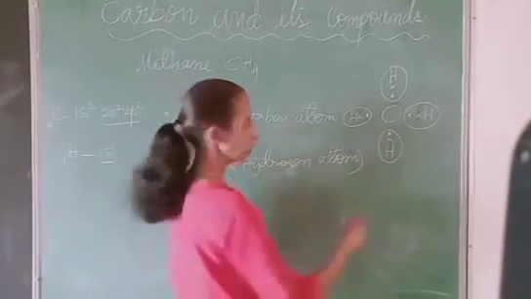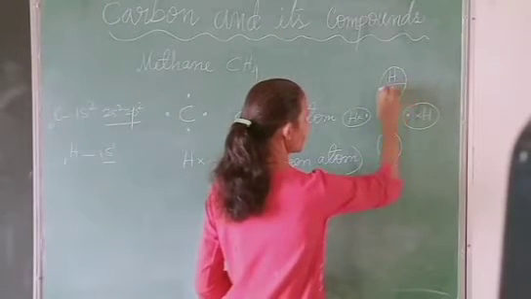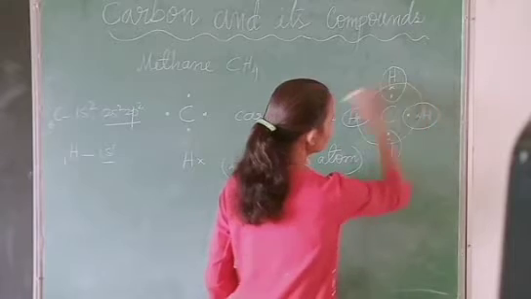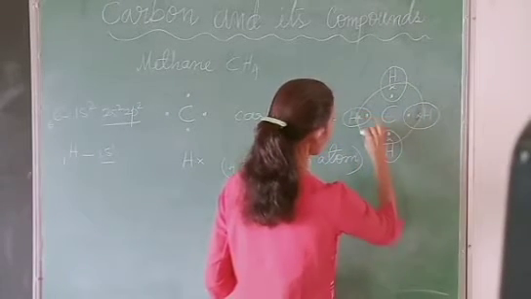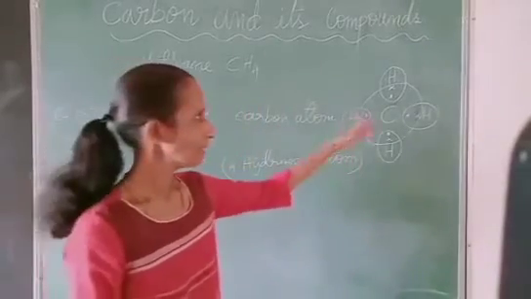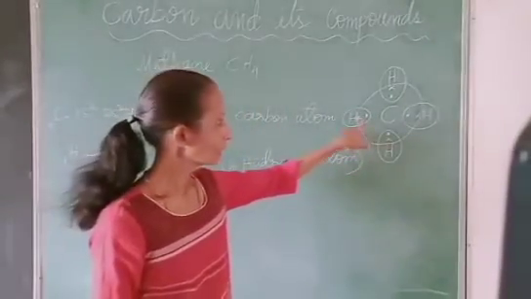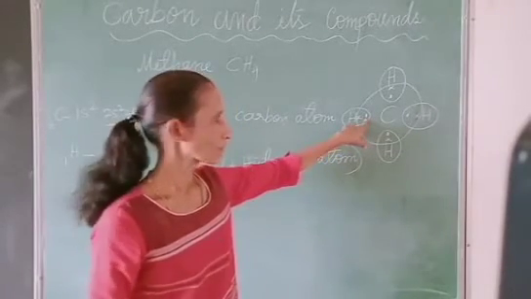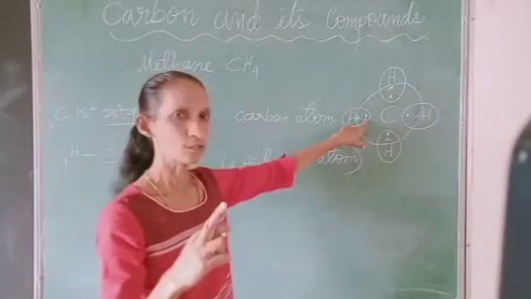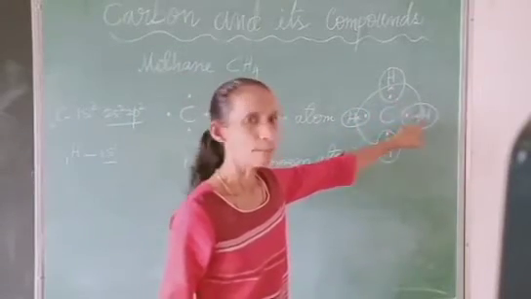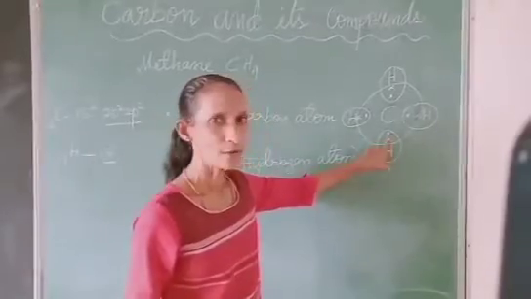Carbon requires 4 electrons. Here these electrons are shared between carbon atom and hydrogen atom. Look here, how many electrons are shared? 2 electrons are shared. This is one pair of electrons shared. Here too, one pair of electrons, one pair of electrons, one pair of electrons.